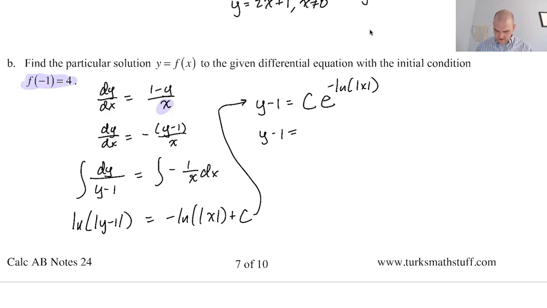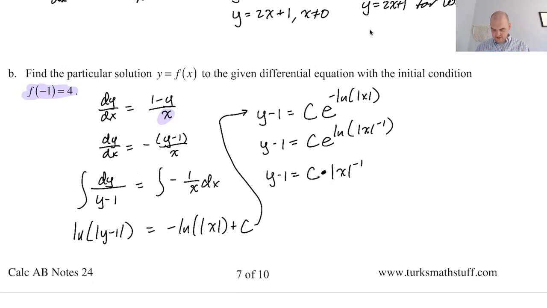I'm going to say y minus 1 equals Ce to the negative 1 times the natural log of the absolute value of x. I'm going to bring the negative 1 up as the exponent, so it'll be the natural log of the absolute value of x to the negative first. Then y minus 1 equals C times e to the natural log of something, which is just that thing, that's a property of logs. So times the absolute value of x to the negative first.